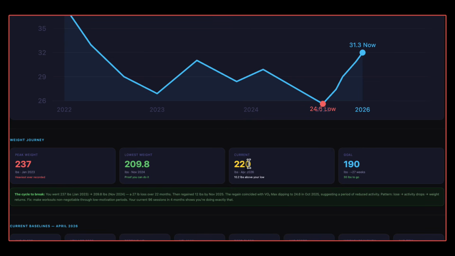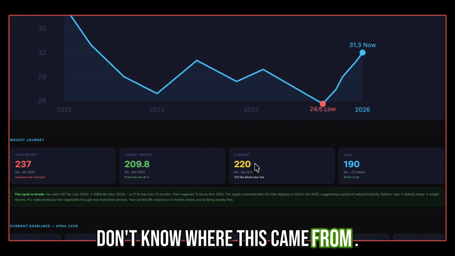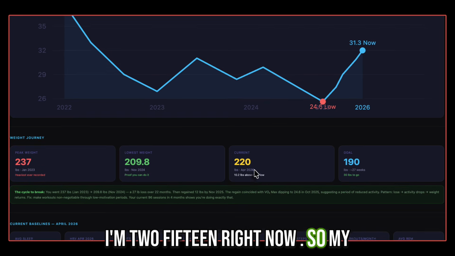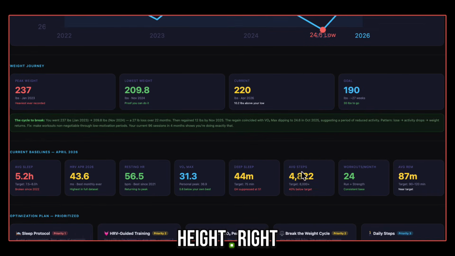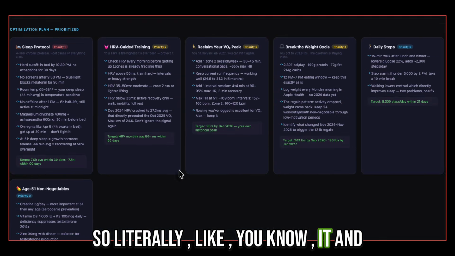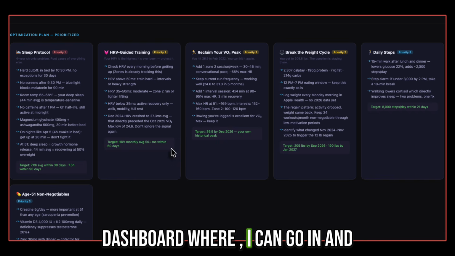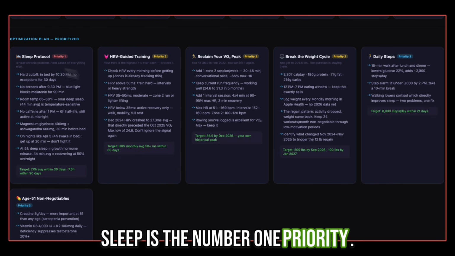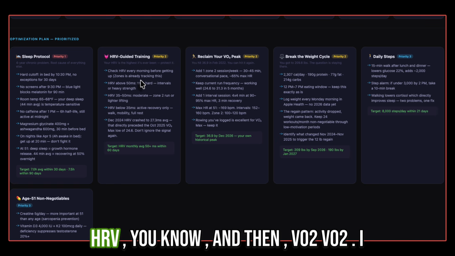I'm not 220, I don't know where this came from. I'm 215 right now. So my goal is to try and get to 190 based on my height, right? And the good thing about this is it just gives you this dashboard where I can go in and see, okay, like I said, sleep is the number 1 priority. The second one is definitely to reduce my heart rate variation, HRV, and then VO2.